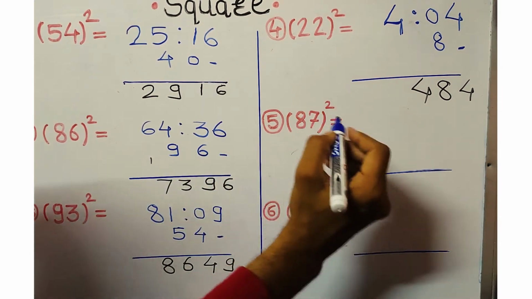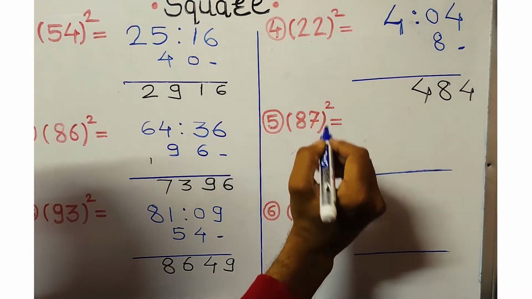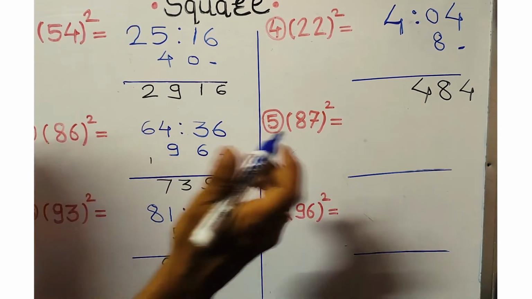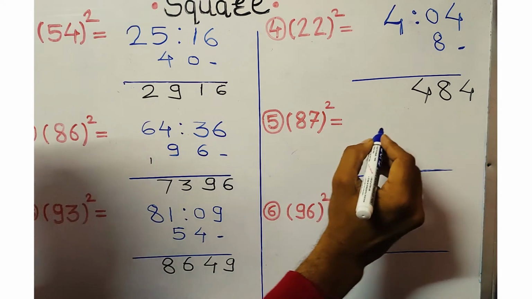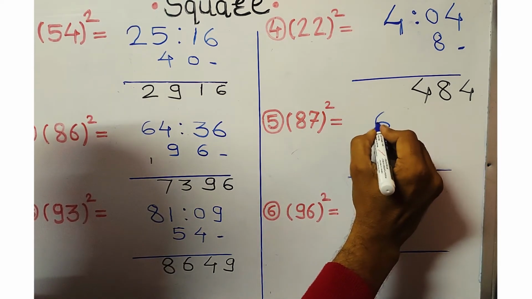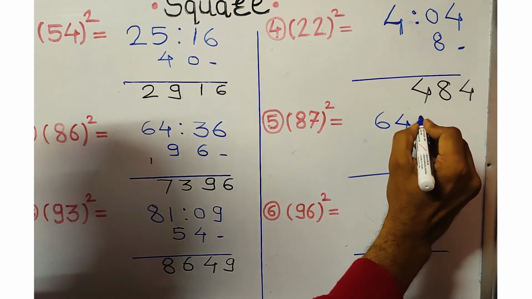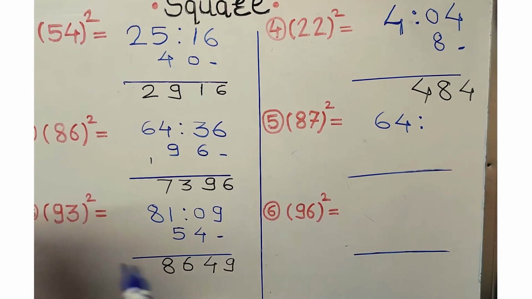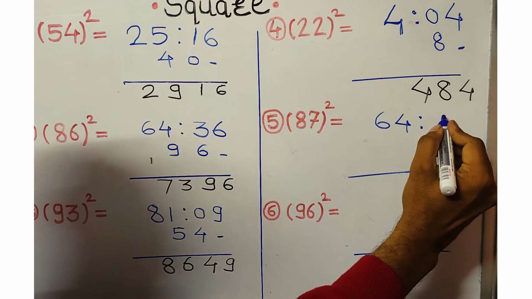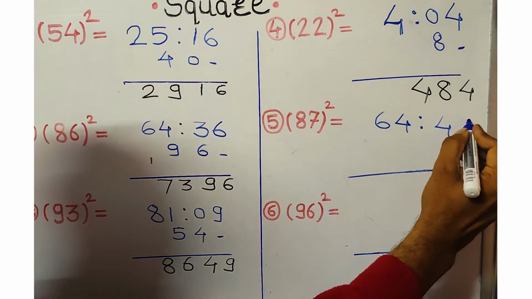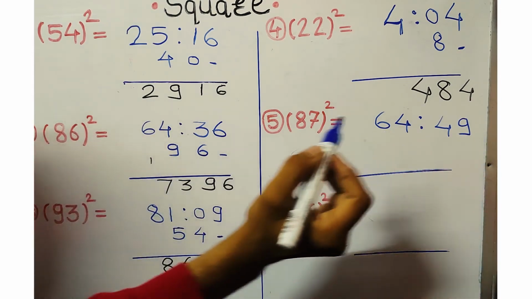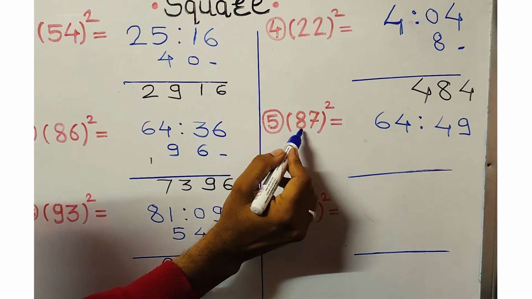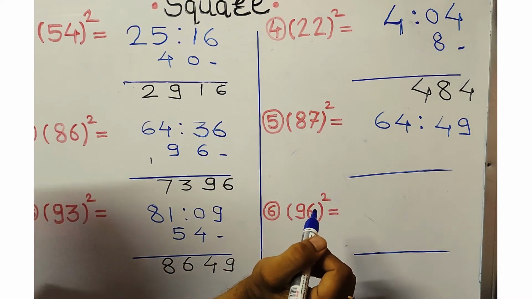In the fifth example, square of 87. How to find the square of 87? It's easy. Square of 8, that is 64. Just write two dots. After that, the square of 7, that is 49. In the next step, multiply 8 with 7. 8 sevens are 56. Twice of 56 is 112.